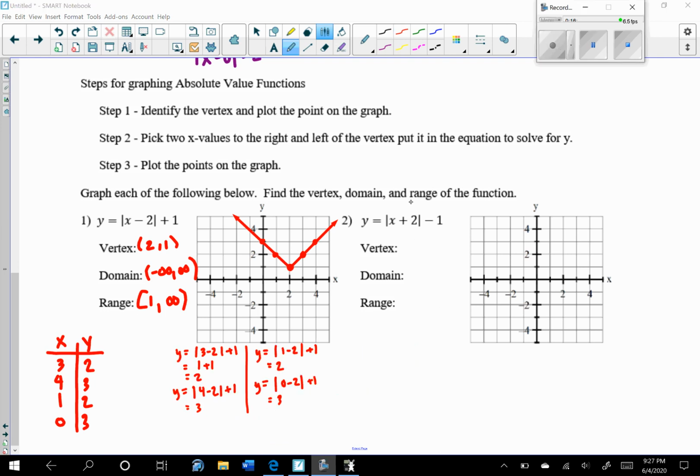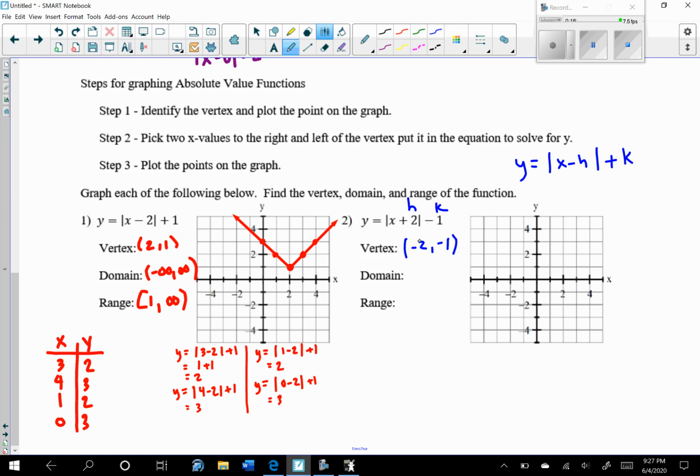So first thing you want to do is find the vertex. So this is your h and this is your k. So negative 2 comma negative 1, because remember it's opposite. Remember our general equation is y equals the absolute value of x minus h plus k.